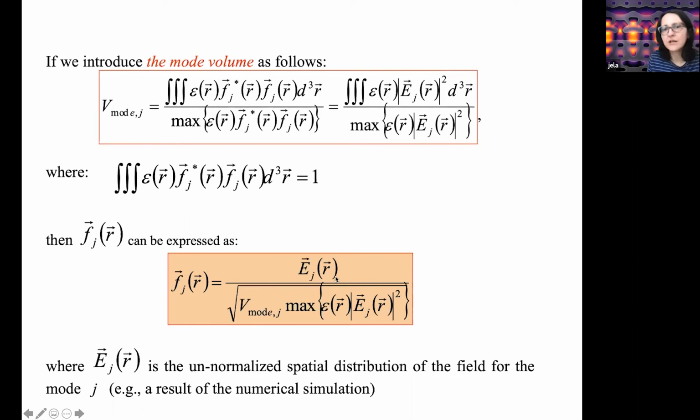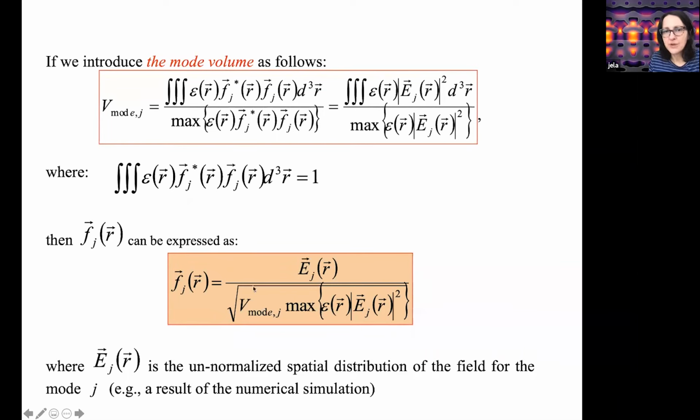So you run your electromagnetic simulator, you obtain electric field distribution. That's not normalized to satisfy this particular relation, right? So then you just take it and you normalize it with square root of this mode volume times maximum of epsilon E squared. And it turns out that what you obtain exactly satisfies this relation. That's very easy to show because when you multiply mode volume by maximum of epsilon E squared, you just have integral of epsilon E squared, right?